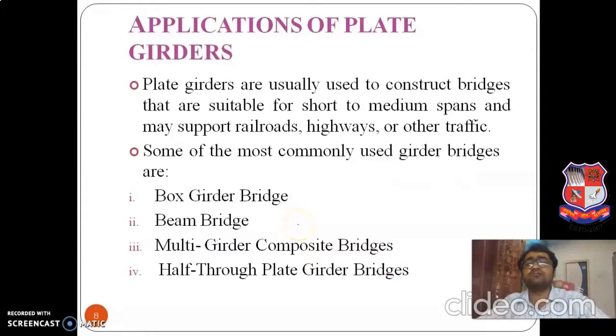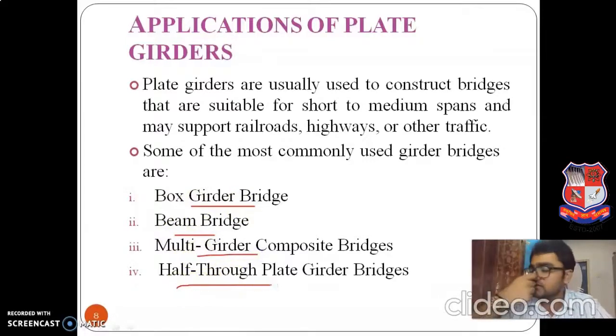Right. Application of the plate girders: where the plate girders are used. Plate girders are usually used to construct bridges that are suitable for short to medium span and may support railroad, highway, or other traffic. Some of the most commonly used are, as I told you, the box bridge, second the beam bridge, multi-girder, composite bridge, half-through bridge. Generally, these are used in bridges. We'll not go into detail on which types of bridges there are. That is the latter part, design of bridges. But these are generally where it is used.